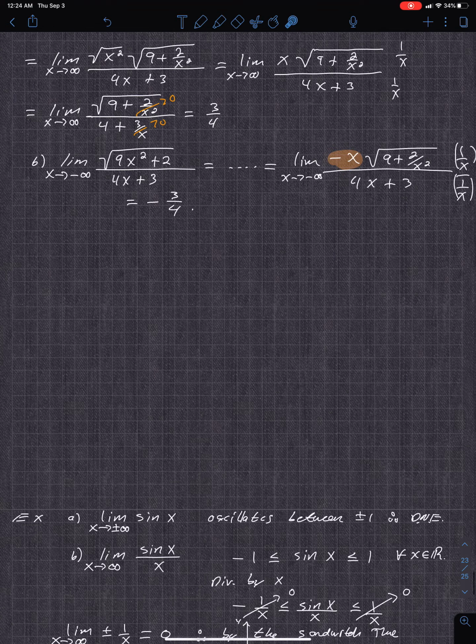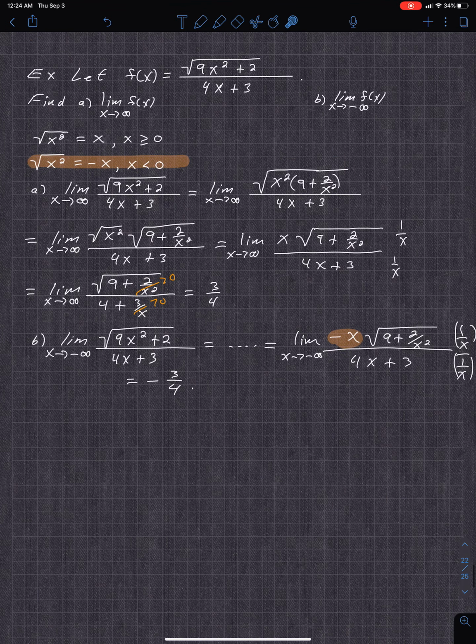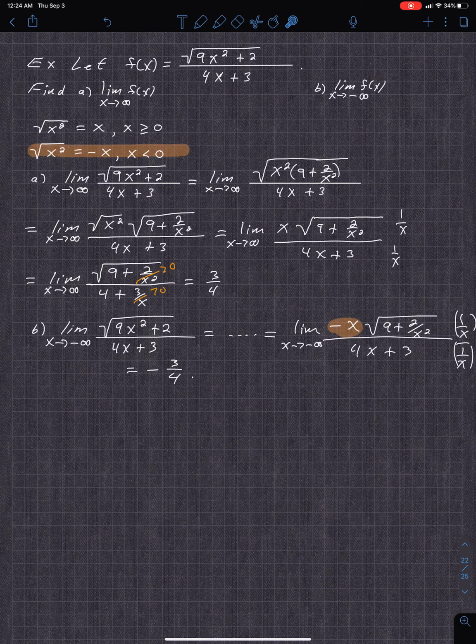So, I have that and another couple down here, but I'm not going to spend as much time going through them. We'll spend time in the problem sessions and do a couple more of these. So we want to look at the square root of 9x squared plus 2 over 4x plus 3 as our function. And we want to see what happens to f of x as x approaches infinity and negative infinity.